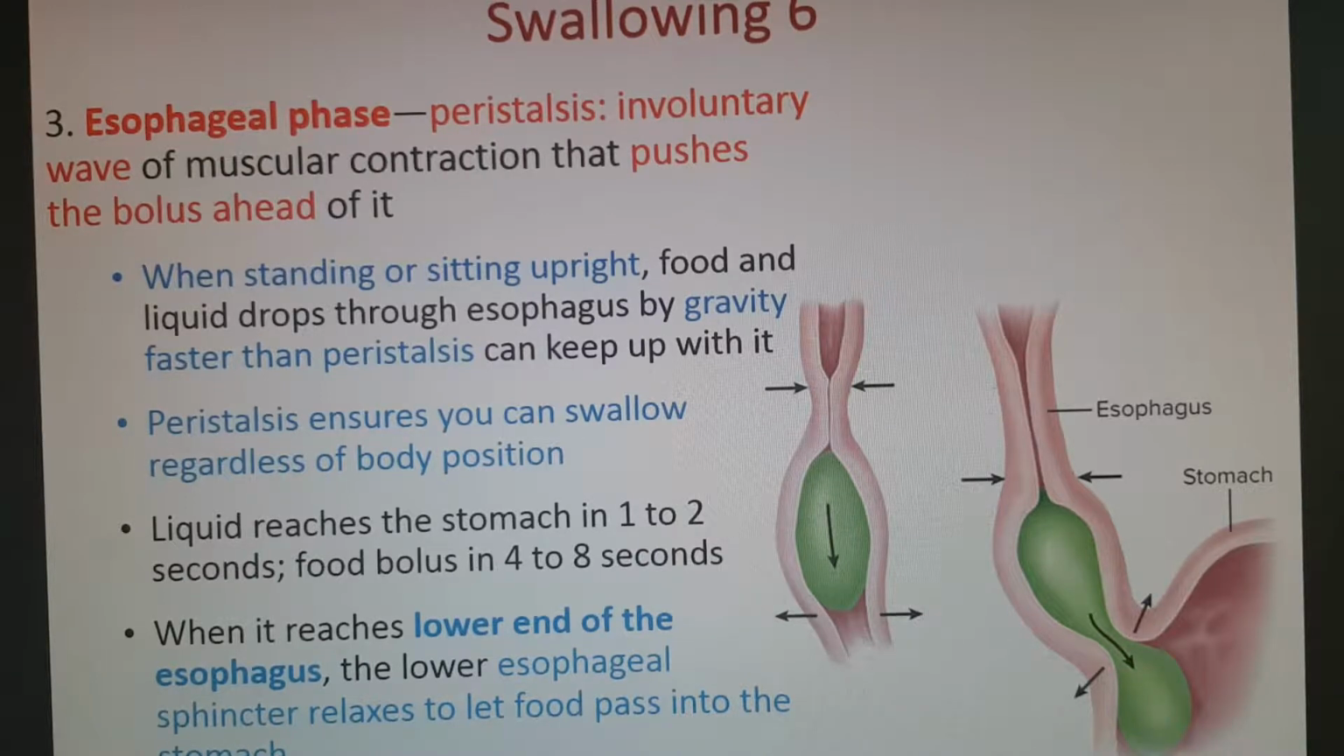Eventually you get down to your stomach. Here there's a sphincter muscle that controls what goes in and out of the stomach. That sphincter muscle will then relax and allow the bolus to enter into the stomach.